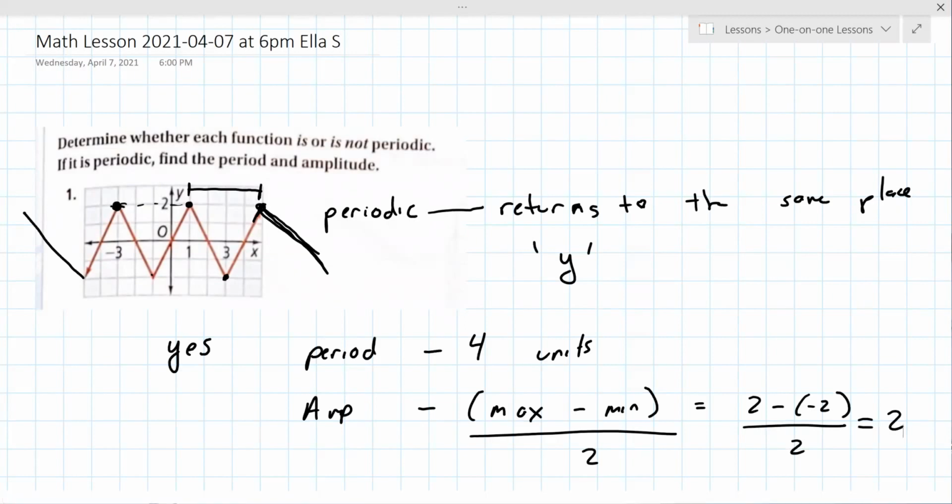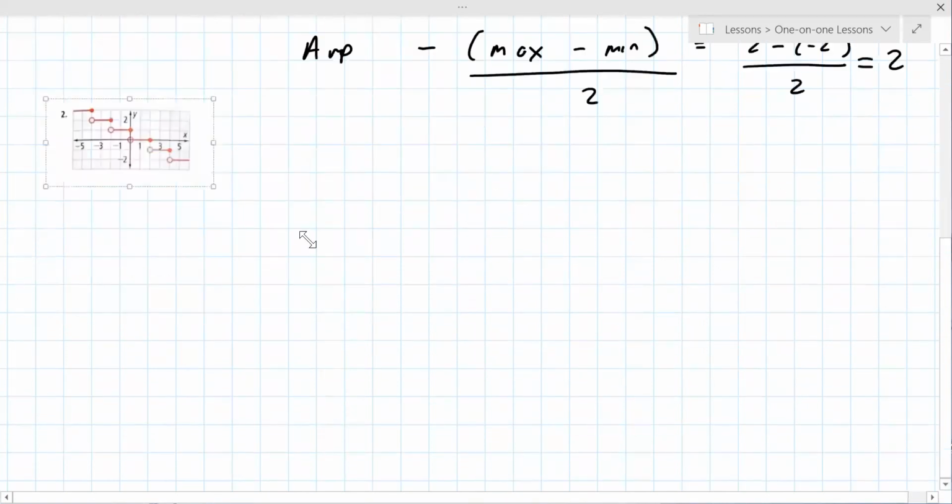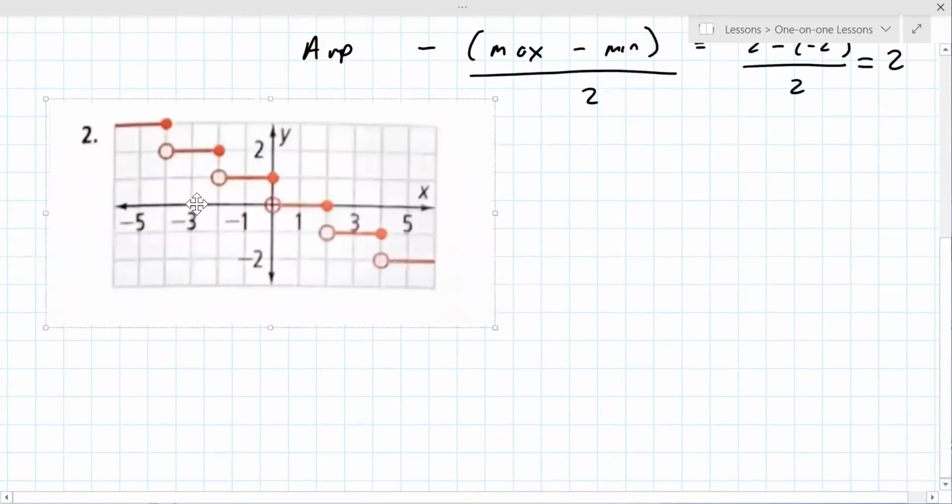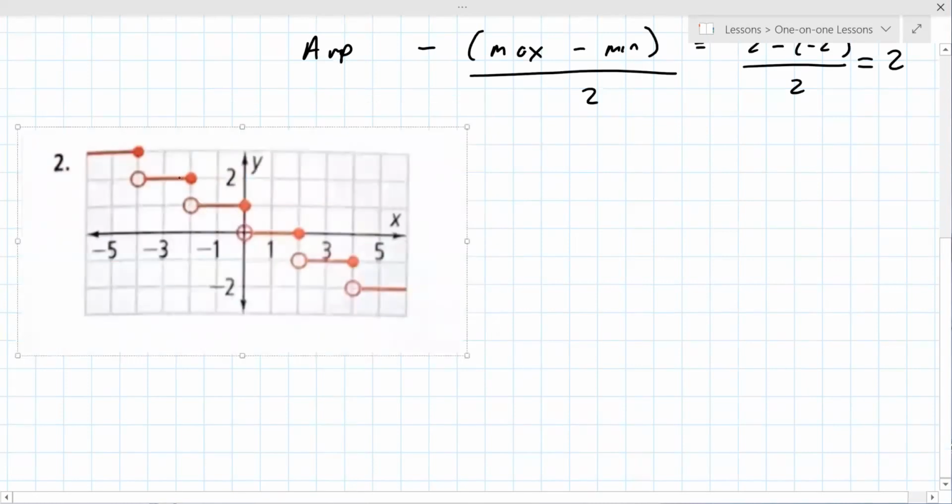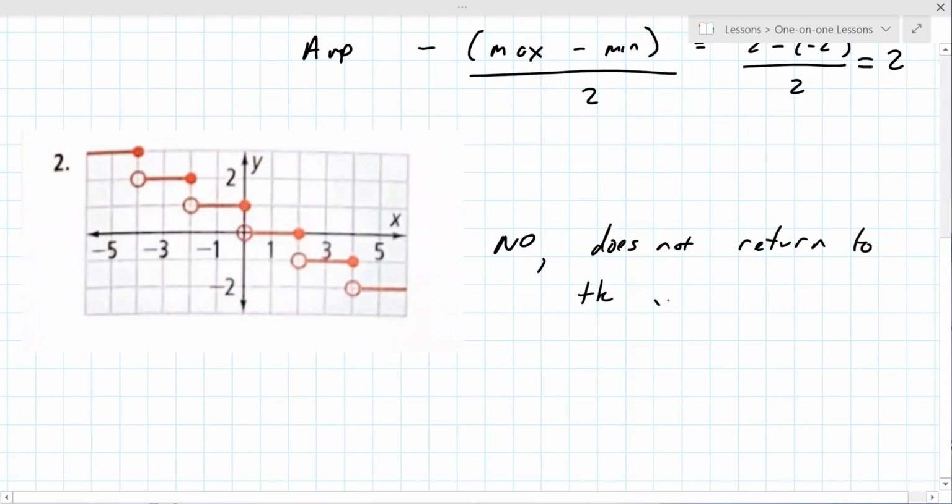Okay. All right, so number two is not periodic. You'll see that here when I snip this in. It's not periodic because it doesn't return to the same y value. It has a y value here, but we don't see anything coming back up here as far as we can tell. So this one is a big no. You can say it does not return to the same y value. Okay, that's not a complete definition, but that's probably good enough for what you're trying to accomplish here.